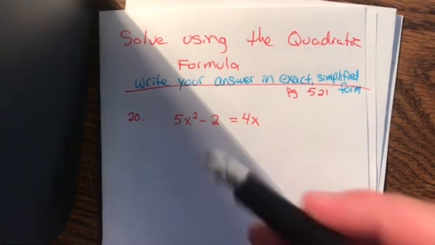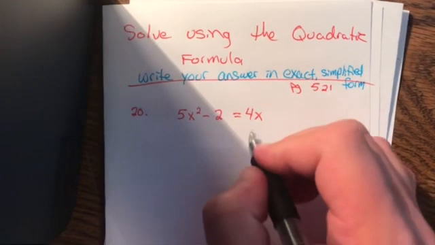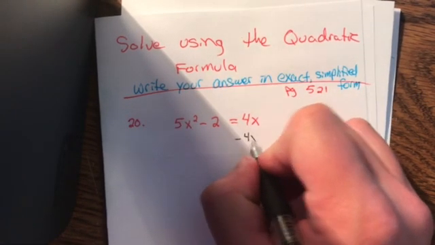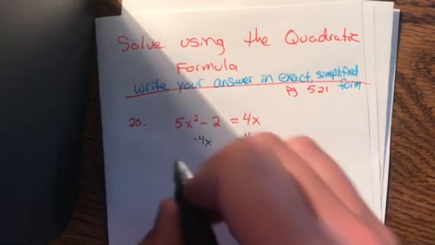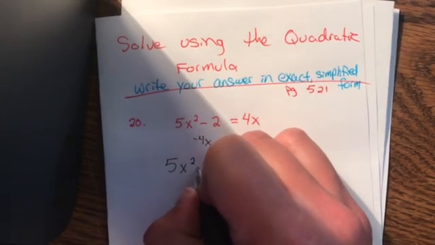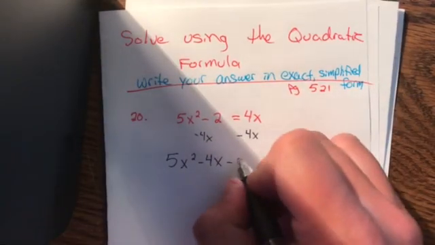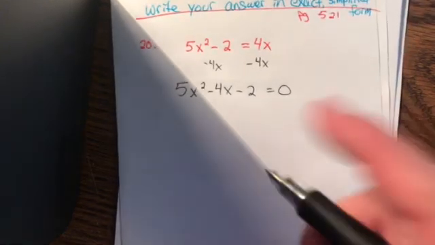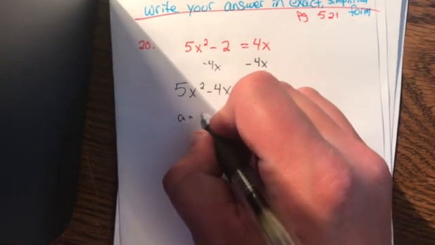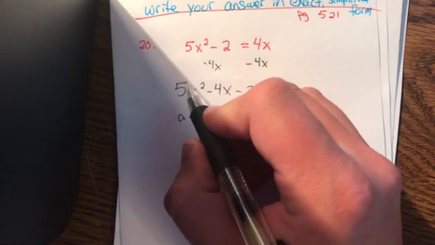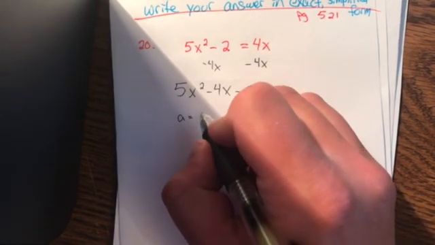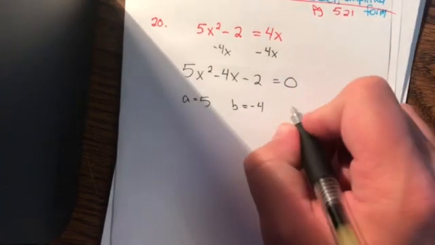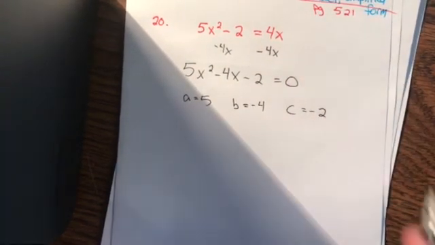So the first thing you'll notice is this is not in standard form equal to 0. So we're going to have to start by setting it into standard form equal to 0. And I'll subtract 4x from each side. We'll get 5x squared minus 4x minus 2 is equal to 0. And again, just like in the last video, I prefer to actually state my a, b, and c values. So the quadratic coefficient a is 5, b is negative 4, and c is negative 2.